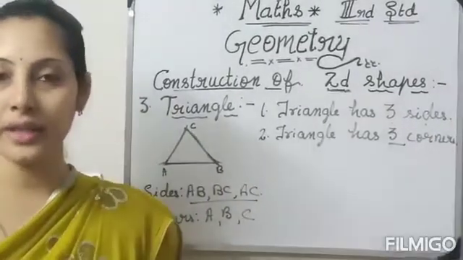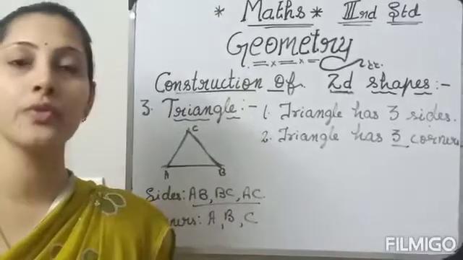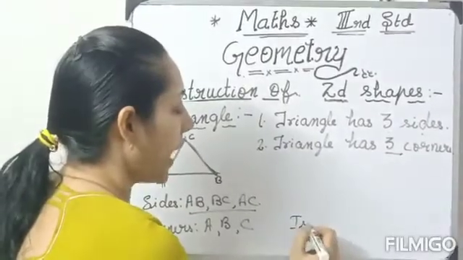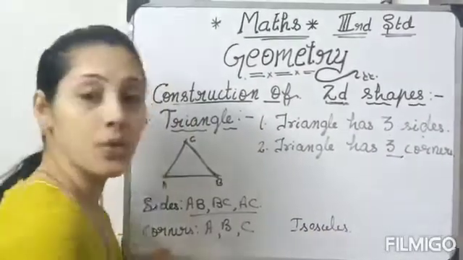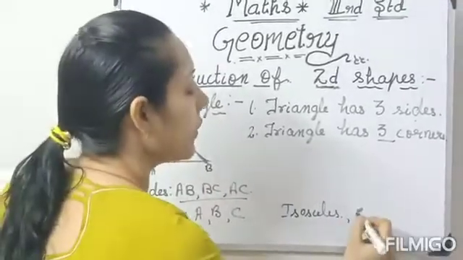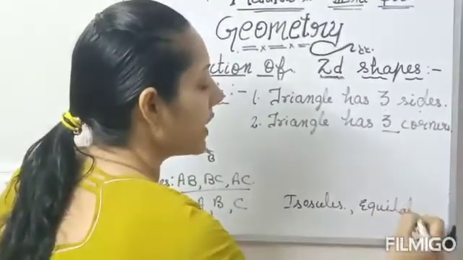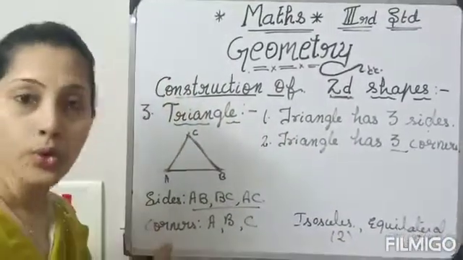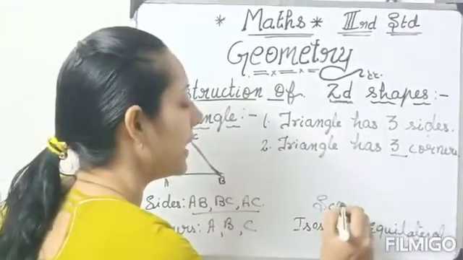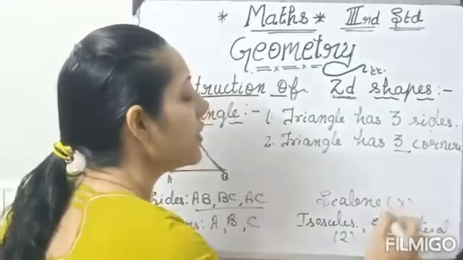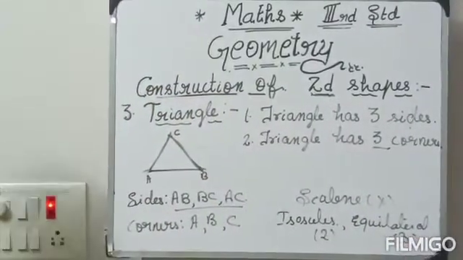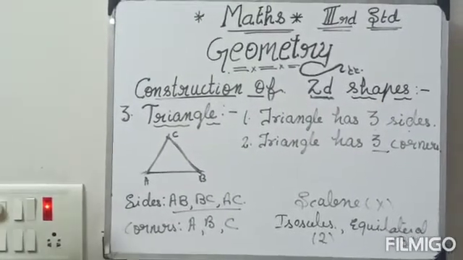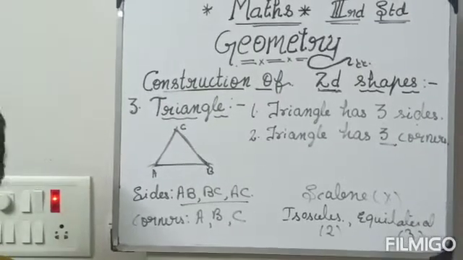In a triangle we can't say that all sides are equal, because we have many types of triangles. For example, we have the isosceles triangle, meaning two sides equal. Equilateral triangle means three sides equal. No sides equal is called a scalene triangle. So we can't say that in a triangle any sides are equal, because we have types.